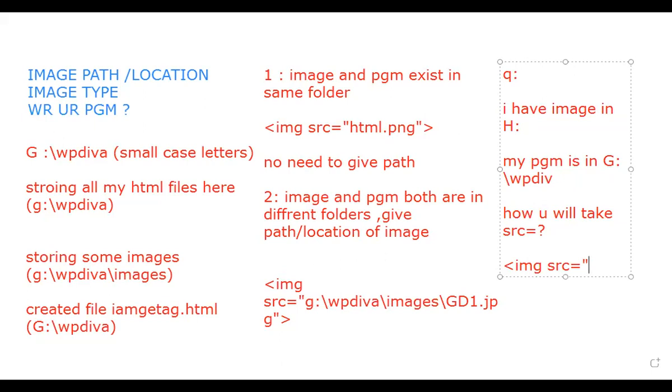First take the H drive, because the image is in the H drive colon. Are you getting that? And then if there is a folder, you take the folder, or if there is an image directly in the H drive, what do you do? Directly take the name of the image, okay, suppose dot jpg. Is it clear? And complete the double quote.